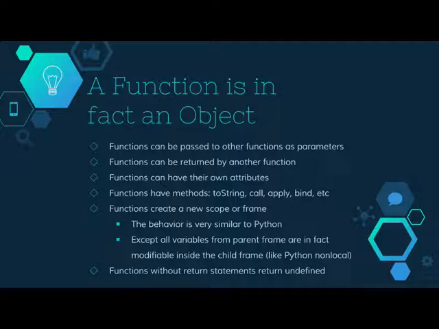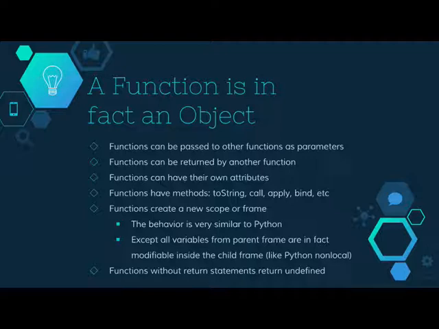And functions create a new scope or a frame. This behavior is very similar to Python, so you can draw environment diagrams for JavaScript. The only difference is that all the variables from the parent frame are changeable inside the child frame. It's like you're declaring everything outside nonlocal. And functions without return statements would by default return undefined.